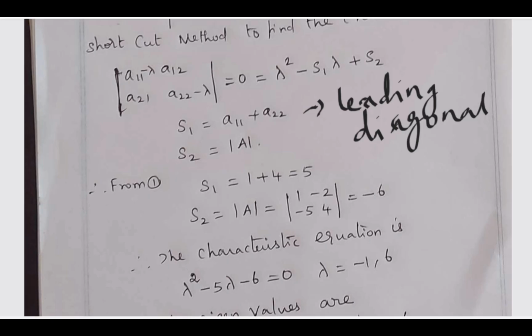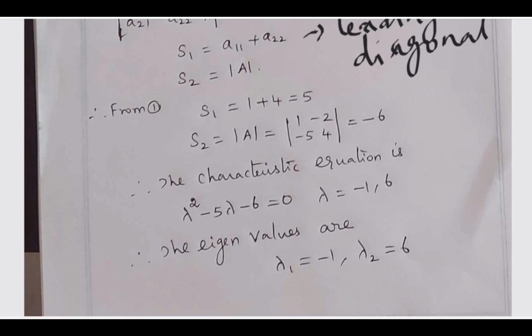Just substitute those values in the characteristic equation, which is lambda square minus 5 lambda minus 6 is equal to 0. By solving this equation, you will get lambda is equal to minus 1 and 6, because you have already studied solving this equation in your lower standard by the factorization method. So the eigenvalues are minus 1 and 6.